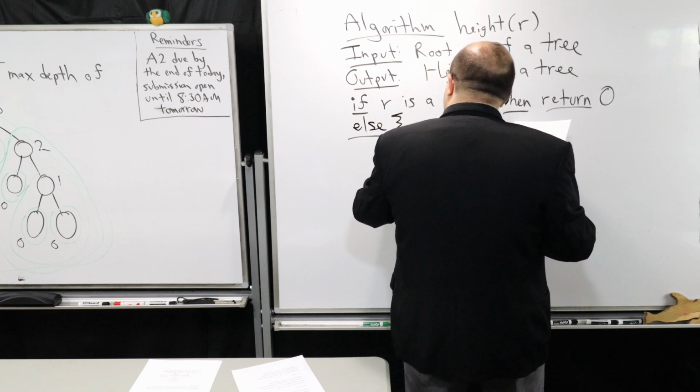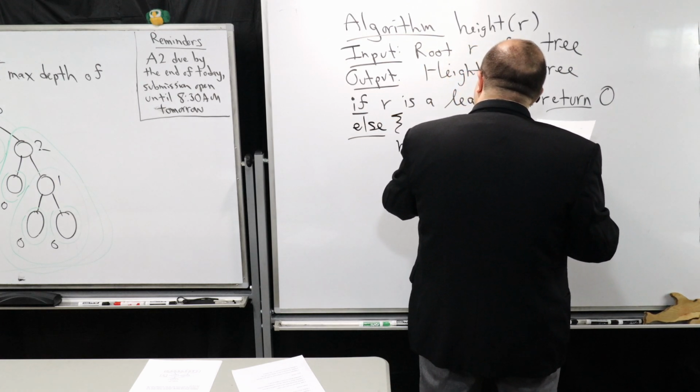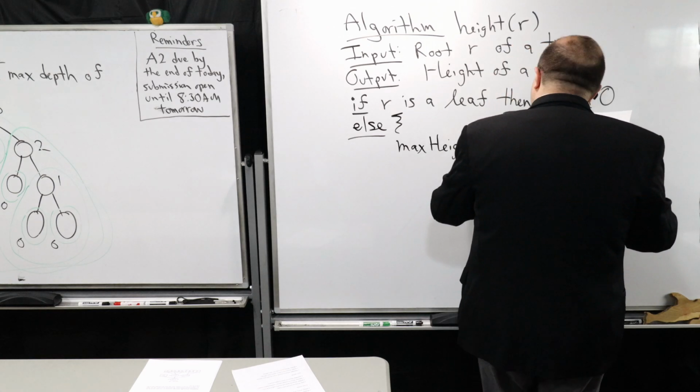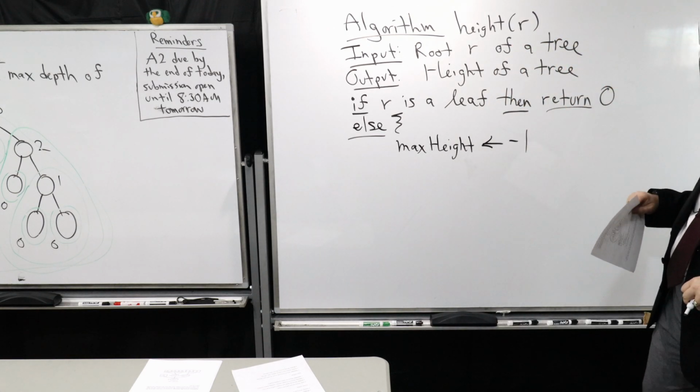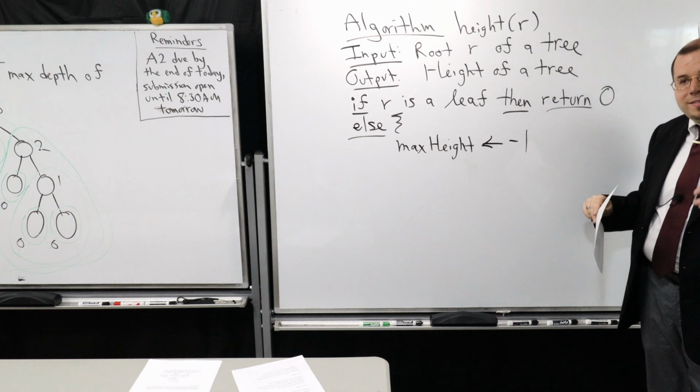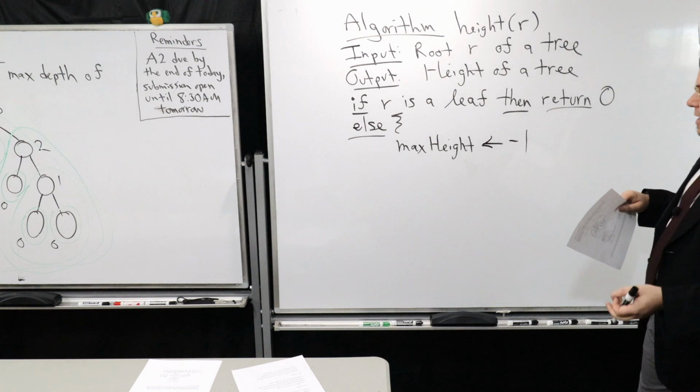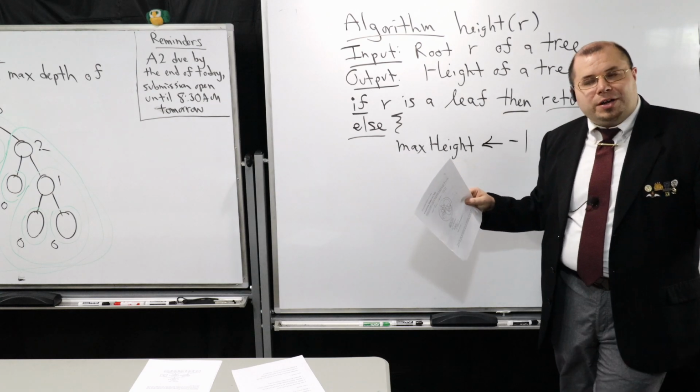Otherwise, I'm going to have a variable I'm going to call max height. I'm going to give it some initial value just to make sure I can always beat it, because the smallest height any one tree can have is 0 in our definition, since I presume I already have a node.